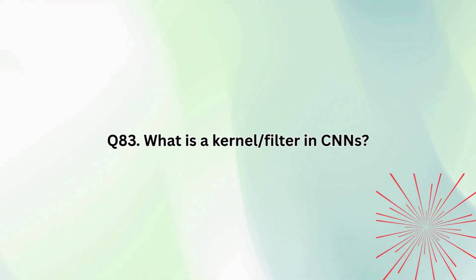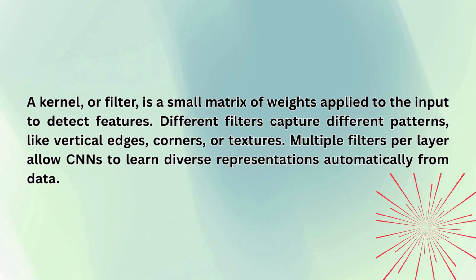What is a kernel or filter in CNNs? A kernel or filter is a small matrix of weights applied to the input to detect features. Different filters capture different patterns, like vertical edges, corners, or textures. Multiple filters per layer allow CNNs to learn diverse representations automatically from data.